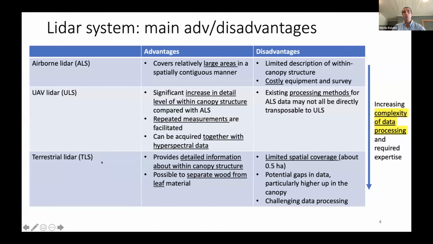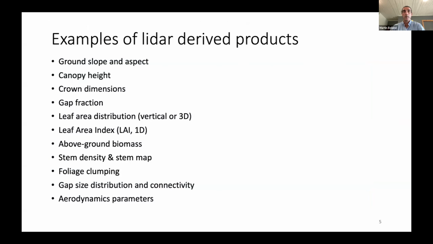And as you go to terrestrial LiDAR, the level of detail is much higher. You get more information about your within canopy structure. You're able to separate what's wood from leaf material using the intensity of the signal, which is a big advantage. Disadvantage on this side, of course, the plot size is relatively small compared to the footprint of the tower, and the data processing is significantly more challenging.